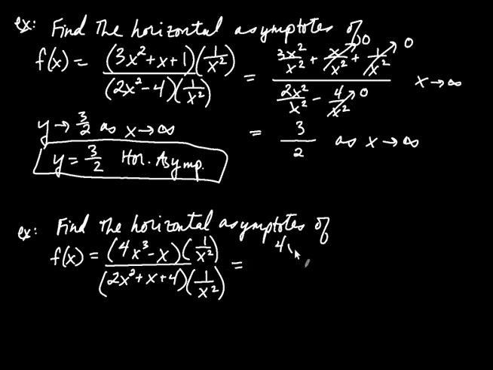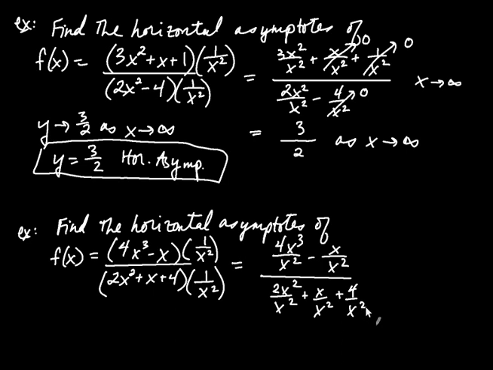Well, it's going to be 4x cubed over x squared minus x over x squared, and then divided by 2x squared over x squared, and then plus x over x squared, plus 4 over x squared. And what's happening here as x goes to infinity? Well, this once again is going to 0 for the reason we talked about above. So that goes to 0. This is going to 0 for the same reason. 4 over x squared is going to 0.